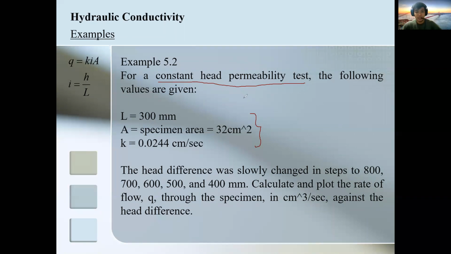So what is asked in the problem is a graph. Since you have different h parameters, starting from 800, let's say this is h. 800, 700, 600, 500, and then 400.